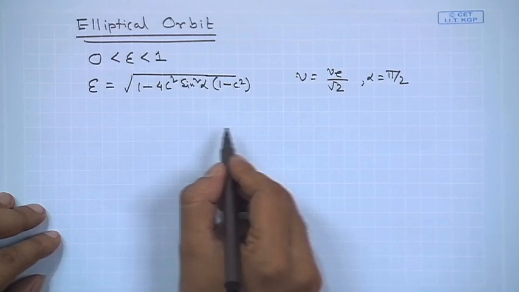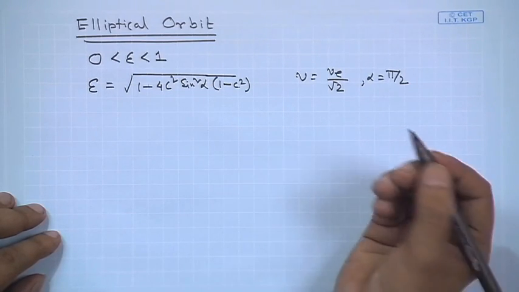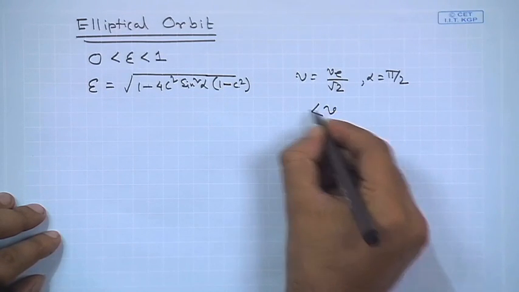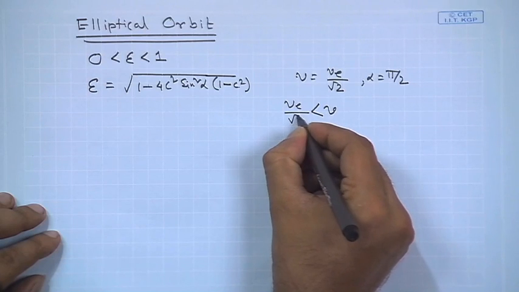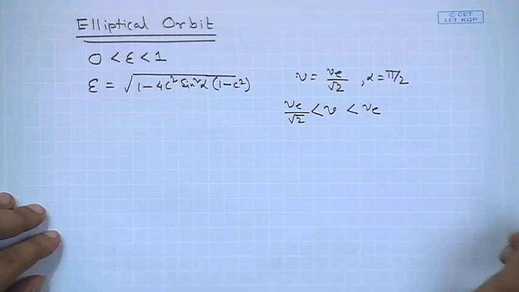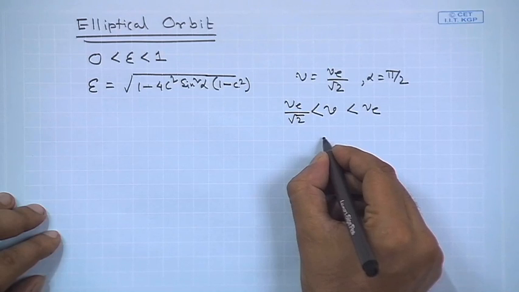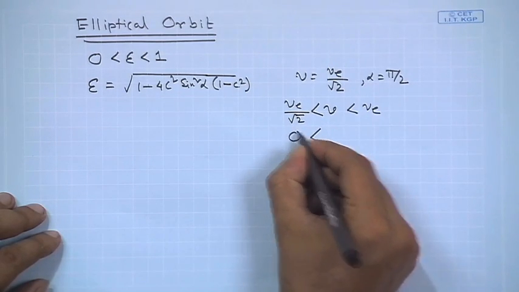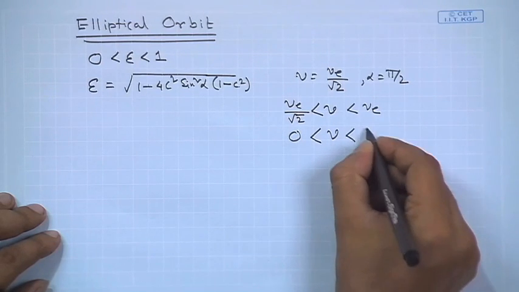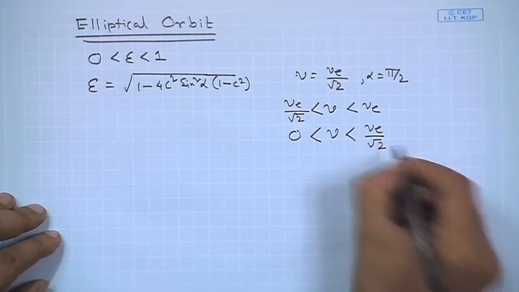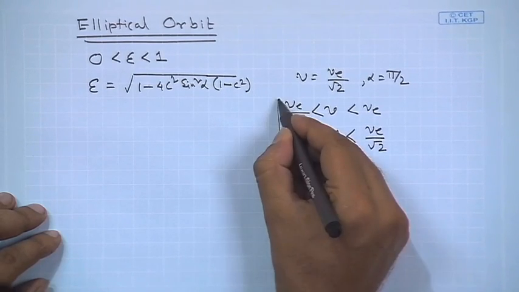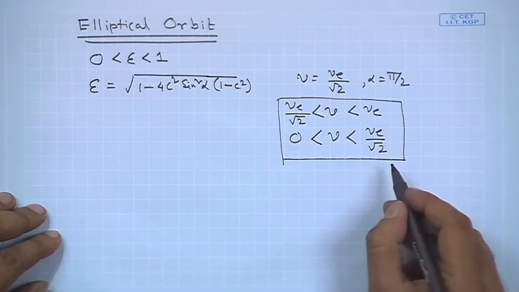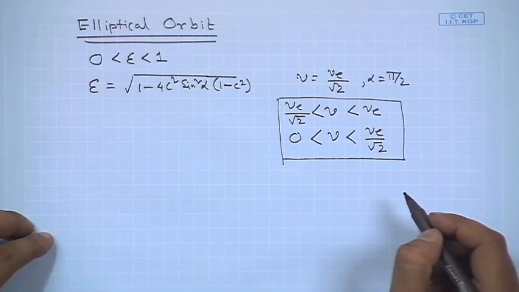Now, the elliptical orbit can be achieved either for a velocity v which stays between v_e by root 2 to v_e, or we can also get an elliptical orbit for velocity v which is greater than 0 and between 0 and v_e by root 2. Why I am classifying these two ranges specifically, we will see towards the end, we will see why it is important to have this.